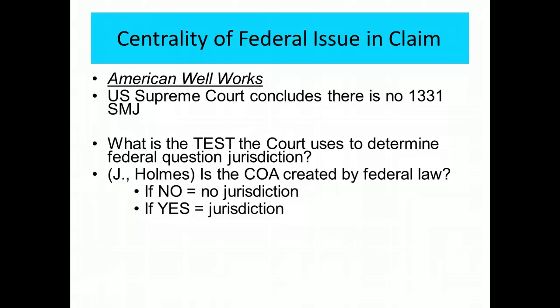Look to the law that creates the cause of action. If it's federal, then you have a federal cause of action, or federal question jurisdiction. If the cause of action is created by state law, then you don't have 1331 SMJ. All right, so basically, if you think about our initial question, which was, can a state law cause of action ever create federal question jurisdiction when there's some sort of federal issue involved in the case? Justice Holmes in American Well Works would say, no, it can't. It never can, because the cause of action, where it arises from, which law creates it, dictates whether or not it can come under 1331.